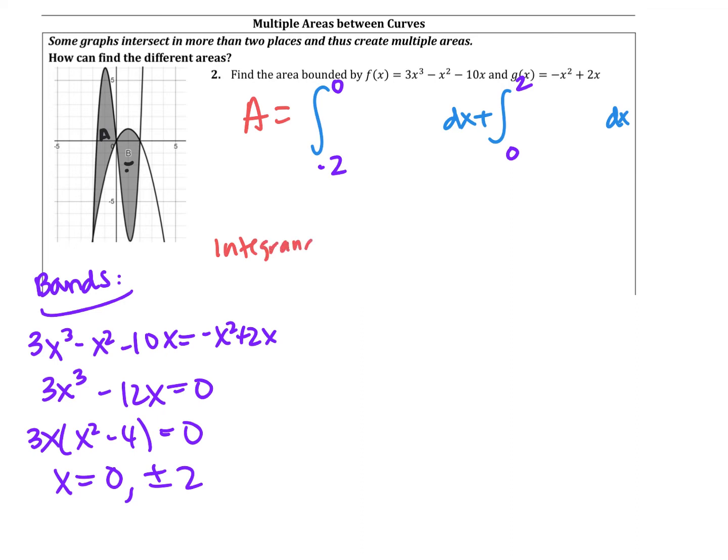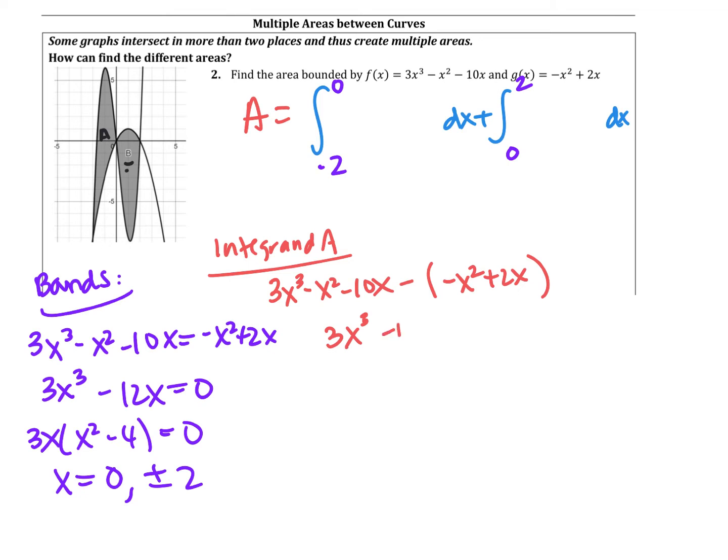And let's talk about area A first. Which function is on top for area A? 3x cubed minus x squared minus 10x. And which one's on the bottom? Negative x squared plus 2x. So we're going to subtract those. And if we distribute the negative and combine like terms here, we're going to end up with 3x cubed minus 12x. So that's going to be this area here.